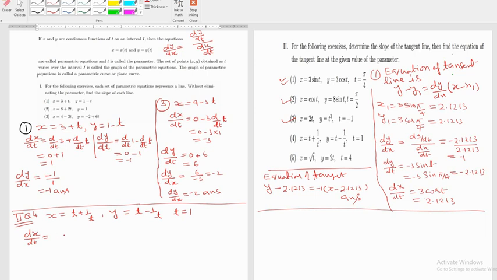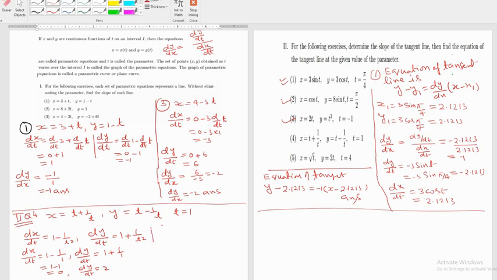So d dt of t is 1 minus d dt of 1 by t is minus 1 divided by t square. And dy dt is 1 minus, see that one, minus 1 by t, so minus 1 divided by t square plus. So what you have to do? Dx dt is equal to 1 minus 1 divided by t means 1. dy dt 1 plus 1 divided by 1. So it is 1 minus 1, that means 0. And dy dt is 2.